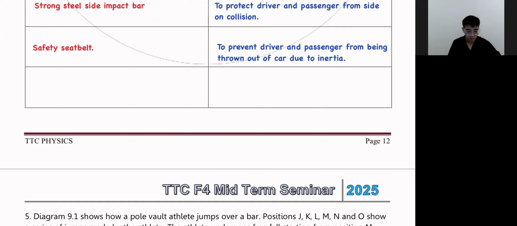Remember that. And then the last one. Just now we said the driver and the passenger might be thrown out of the car, right? So how do you prevent them from being thrown out of the car?